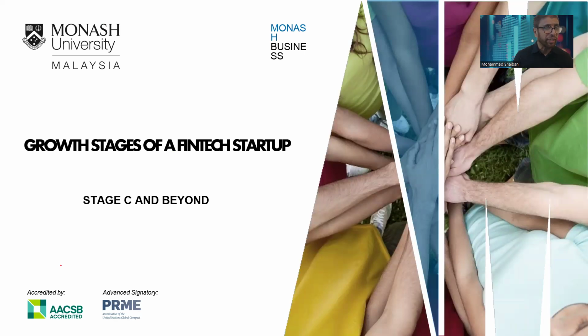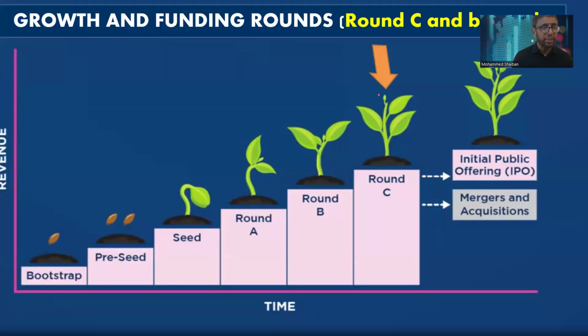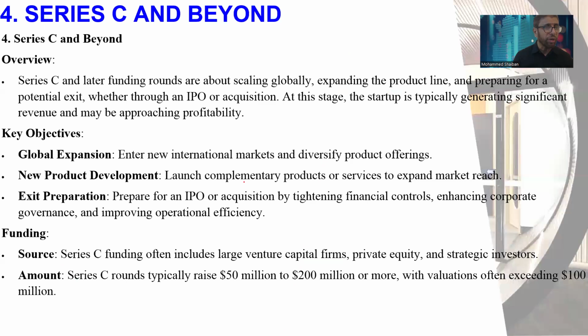C is actually the final one. As you can see, we are already here. If you look at it, they're about scaling globally, expanding the product line and preparing for potential exit, whether through IPO, which means either they want to sell the whole equity and leave and take the money based on the present valuation of the company, and they are talking about tens of millions of dollars in this case, or they want to go and be a public company, which is IPO.